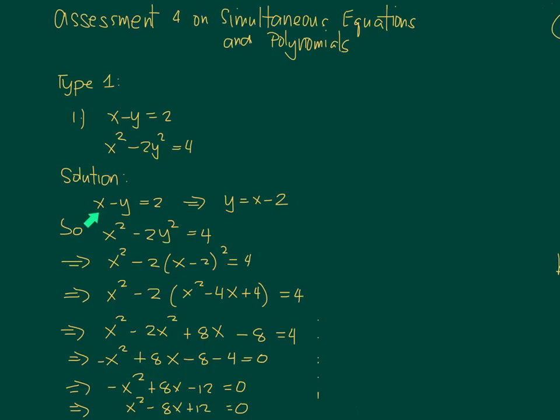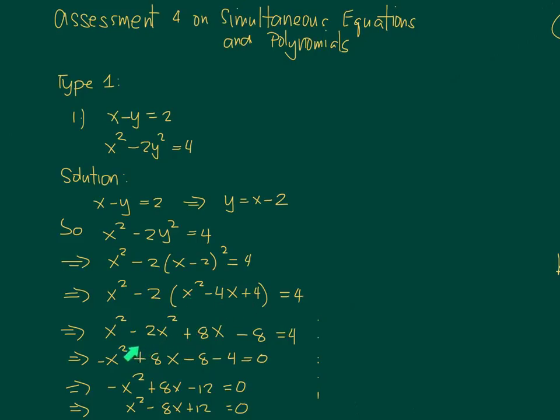Okay, so here, we could see that we use the x minus y equals 2 and then change that into y equals x minus 2. After finding y, we substituted the value x minus 2 to the y here, and this became x squared minus 2 times x minus 2 squared equals 4. And from that, you just expand x minus 2 squared. That's x squared minus 4x plus 4.